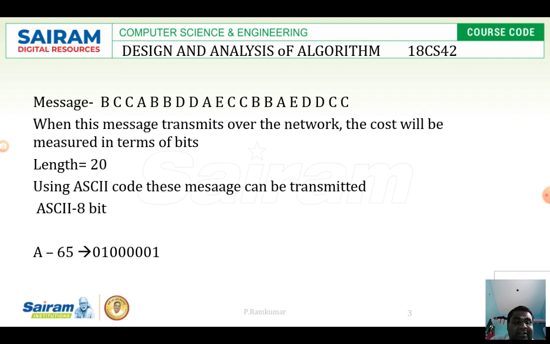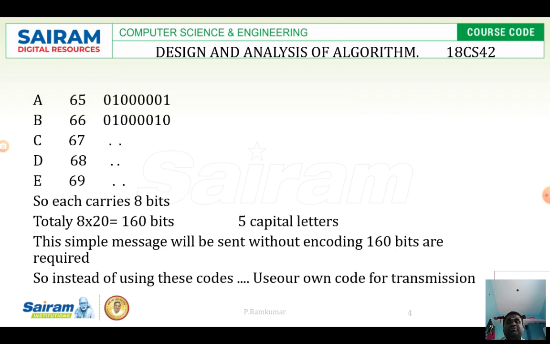So 20 characters are there. 20 into 8, 160 bits will be required for transmission. That's what I have written here. Since 5 capital letters are there, each will be represented in ASCII format, so totally 160 bits will be required. So as I said before, it will take some time for uploading as well as transmission.